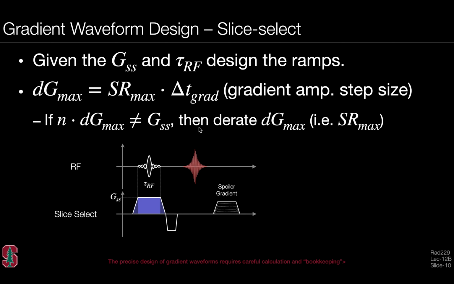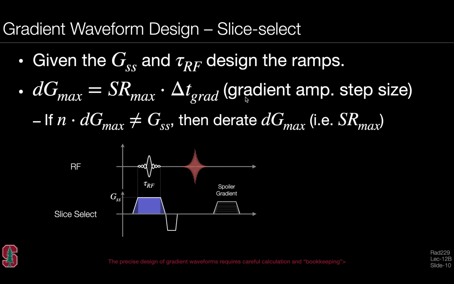So given the slice select gradient amplitude that I'm showing here and the duration of the RF pulse, that would actually just specify the purple area here of the gradient, which is the gradient that's actually needed during the active process of slice selection. What we need to also consider, however, is how we ramp to achieve that gradient amplitude. And so we can think about the delta gradient increment that we can achieve, which is related to the slew rate multiplied by the delta time of the gradient raster, or the gradient amplitude step size.